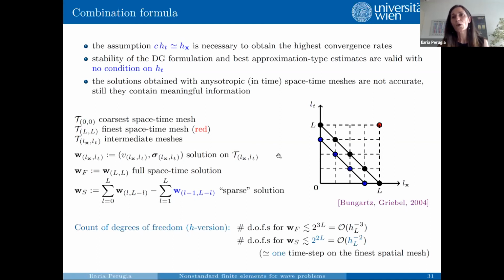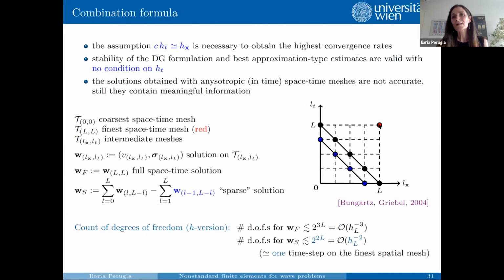So this is the so-called combination formula. I plot here on the x-axis the number of refinements of my meshes in space. So assume that here I have the very fine mesh in space, and here coarser, coarser, and even coarser in space. On the y-axis, I put the levels of refinement in time. So basically here, I have the finest mesh in time, and here I have coarser and coarser meshes in time.